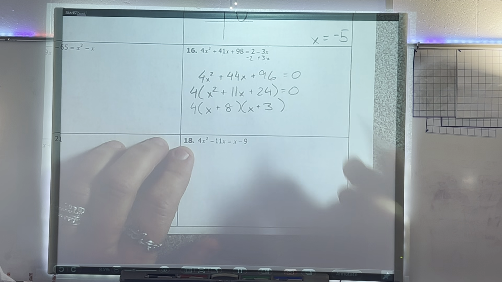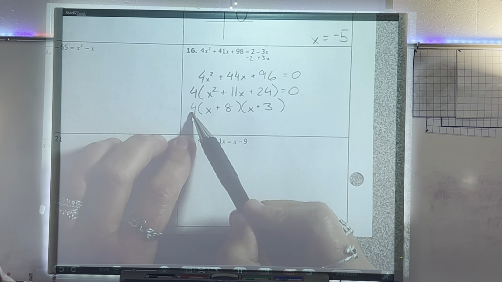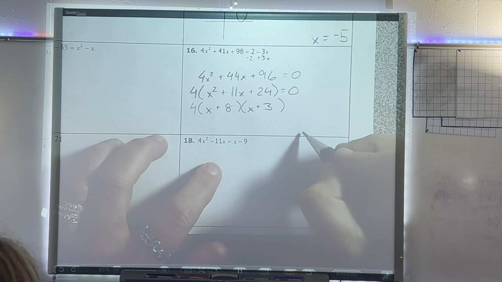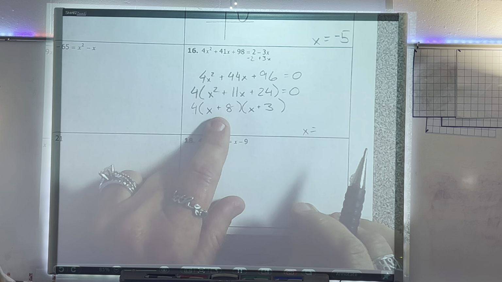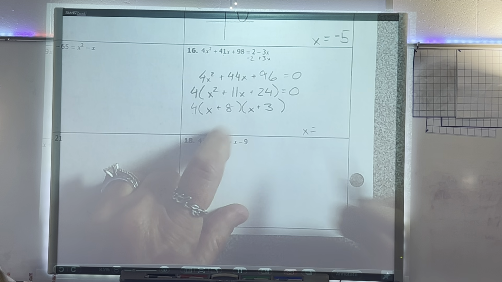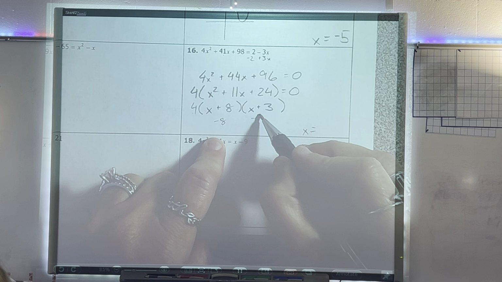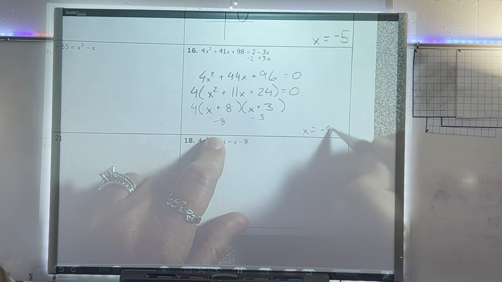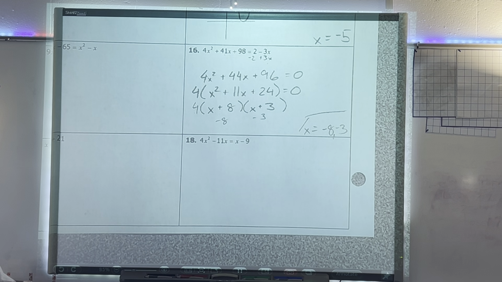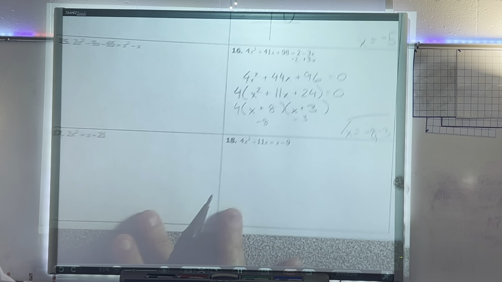Alright, so when I'm solving, this doesn't have an X with it, right? So since it doesn't have an X with it, it drops. So X is going to be, this is going to give me what? -8, and this is going to give me? -3. So I've got -8, -3 are my two solutions there. The 4 really, all it does is cause it to stretch. Are y'all alright with that? Questions? We're good.